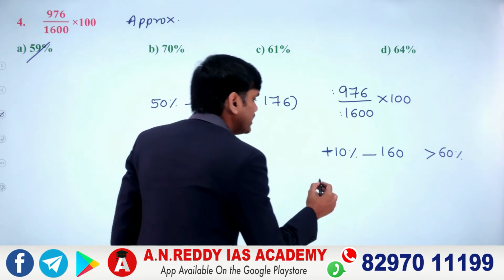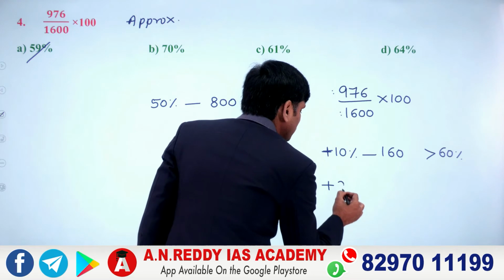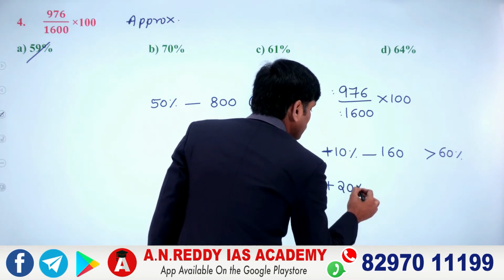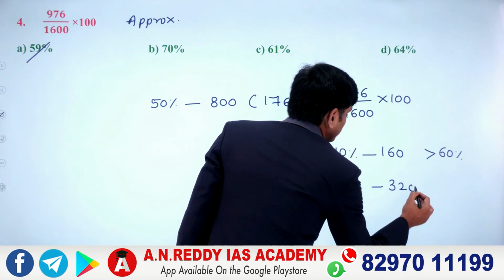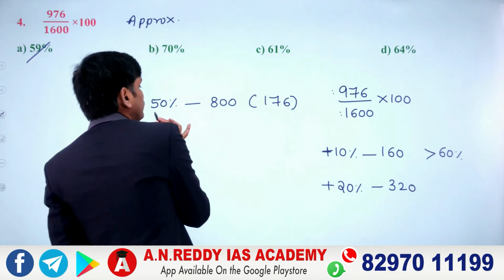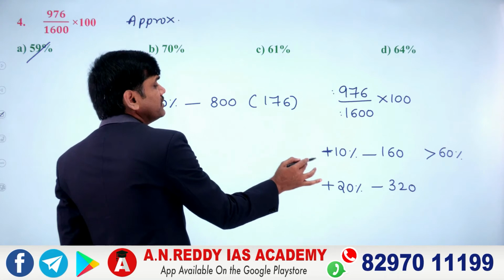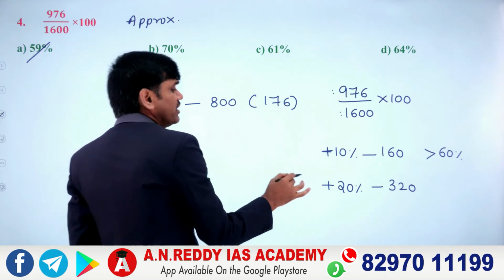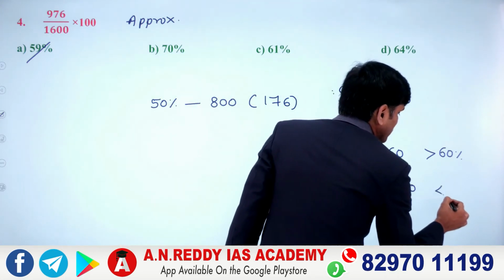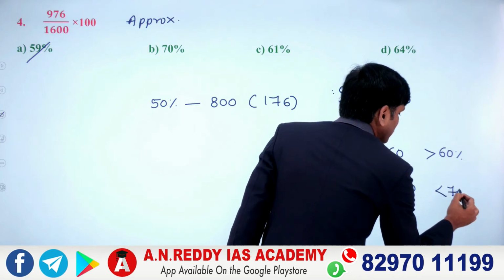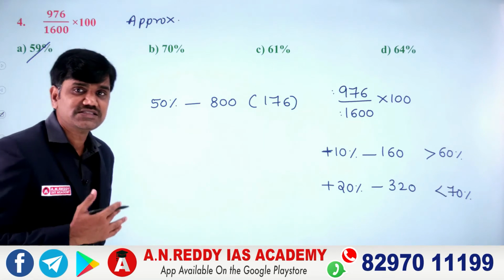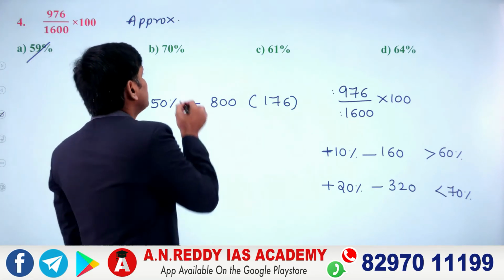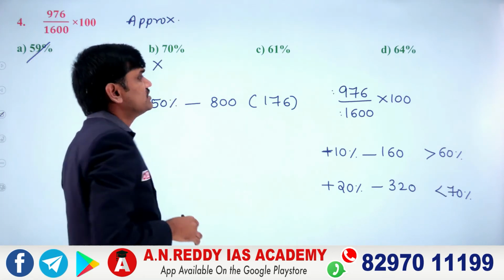Further, can I add 20%? 10% is 160. 20%, how much will it be? 320. So 20% I cannot add. For 50% I can add 10%, but for 50% I cannot add 20%, which means my answer has to be less than 70%. So the answer has to be more than 60% and less than 70%. Hence I am very much sure that B can't be my answer.